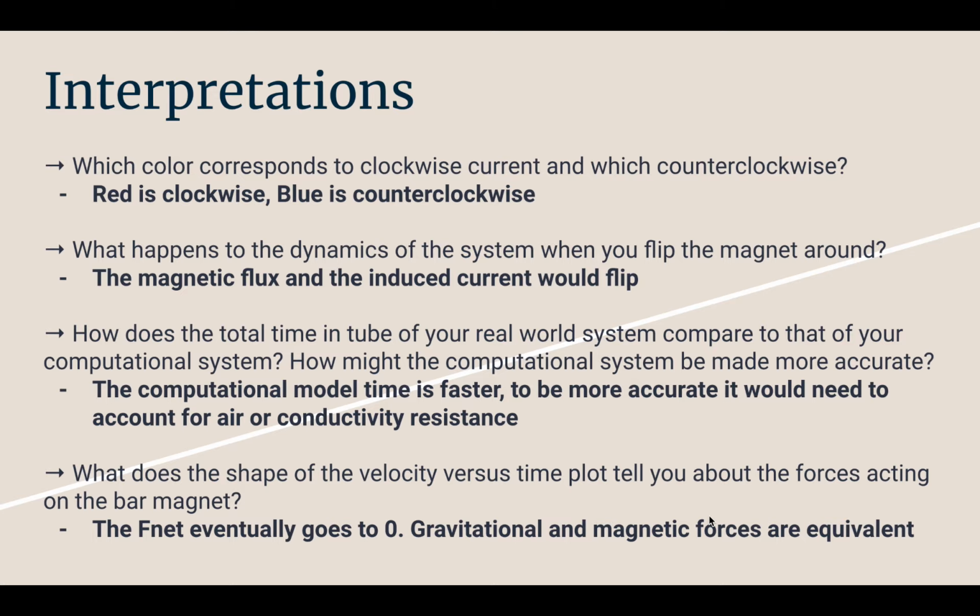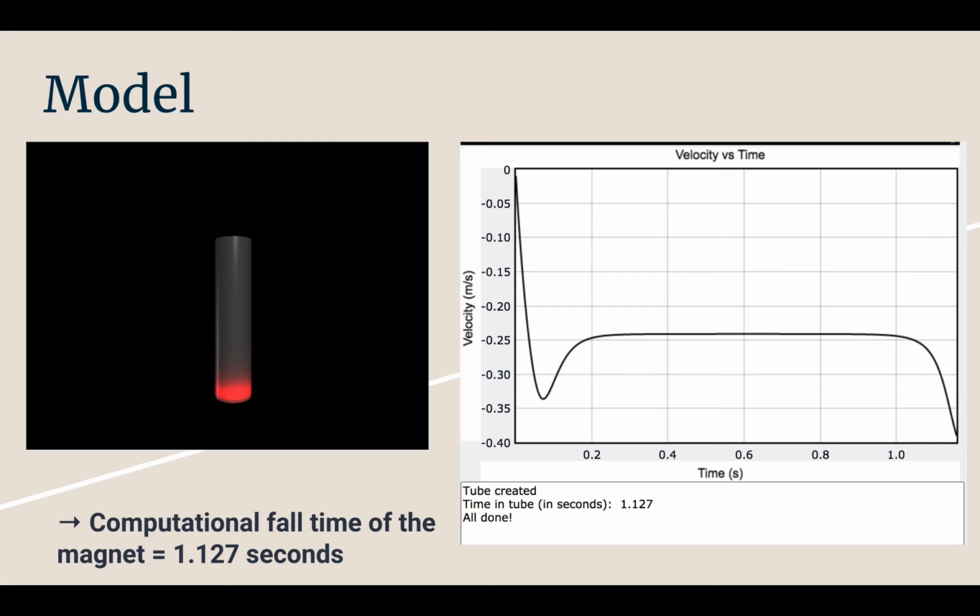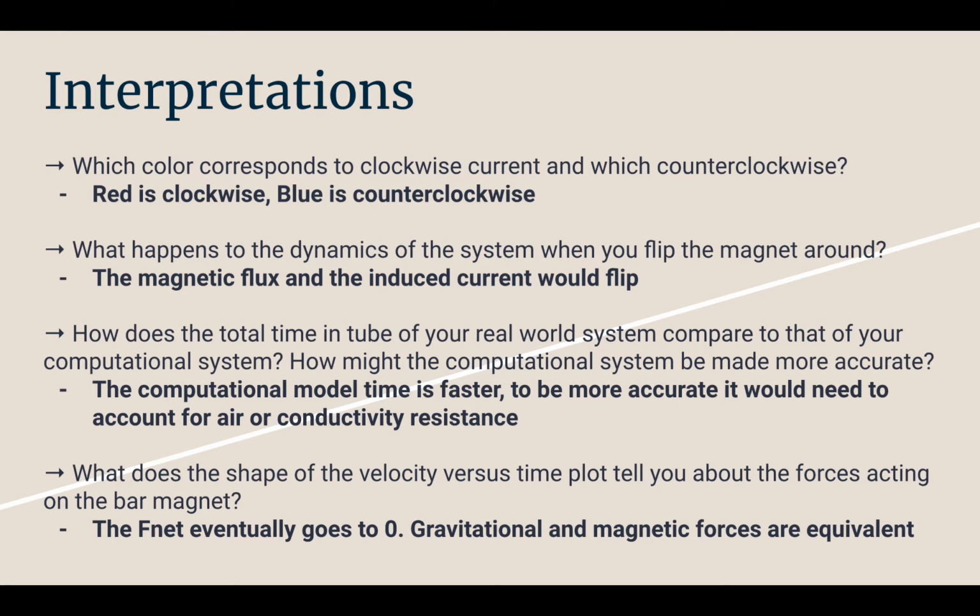These are my interpretations involving the computational model. The color of the magnet, whether it was blue or red, would show the direction of the current. My current was red, which you can see here, which showed that the magnet falling produced a clockwise current. If the magnet was flipped around, then the dynamics of the system would be reversed, which means that the change in flux would flip, and then the current would also flip.